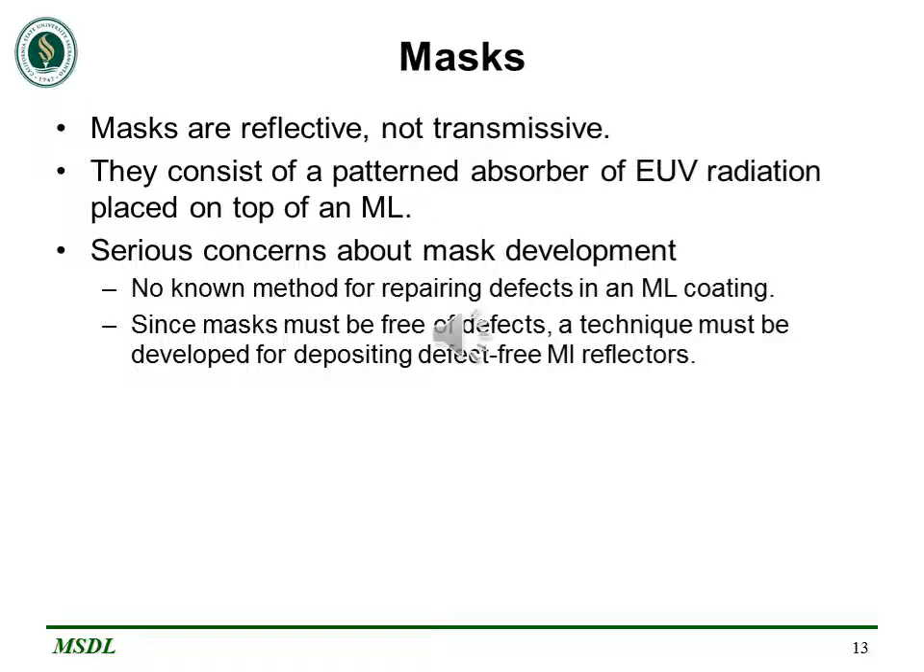The EUV masks are reflective and not transmissive. They consist of a patterned absorber of UV radiation placed on top of the multilayer reflector, deposited on a robust and solid substrate such as a silicon wafer. Membrane masks are not required. It is anticipated that the EUV masks will be fabricated using processing technologies that are standard in semiconductor production.